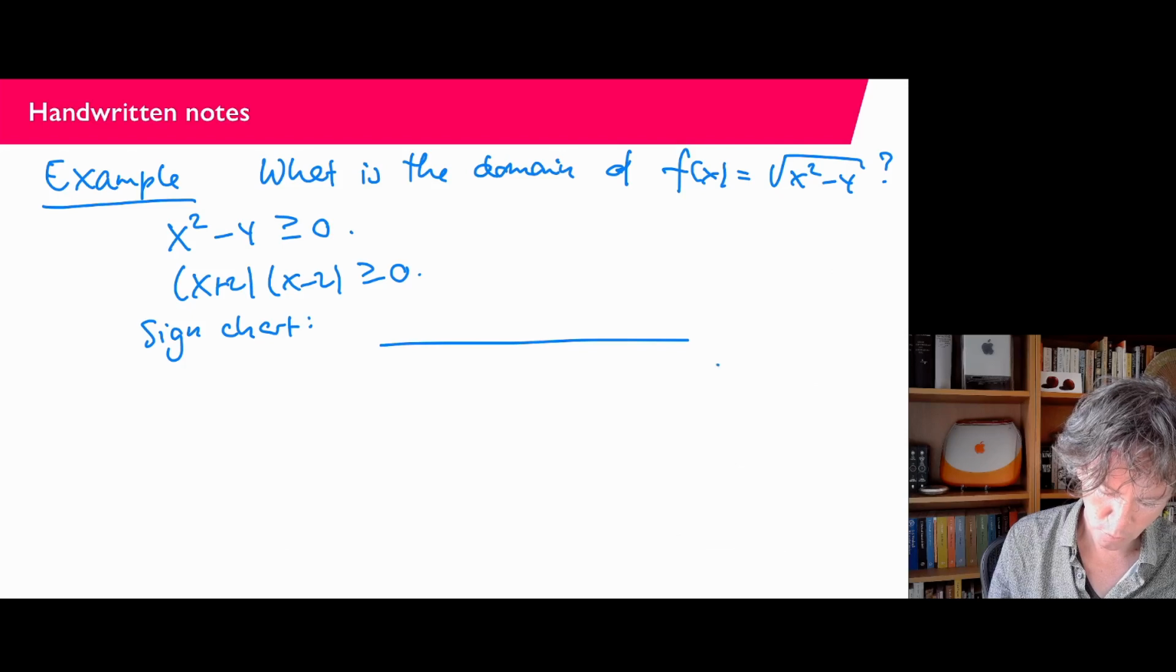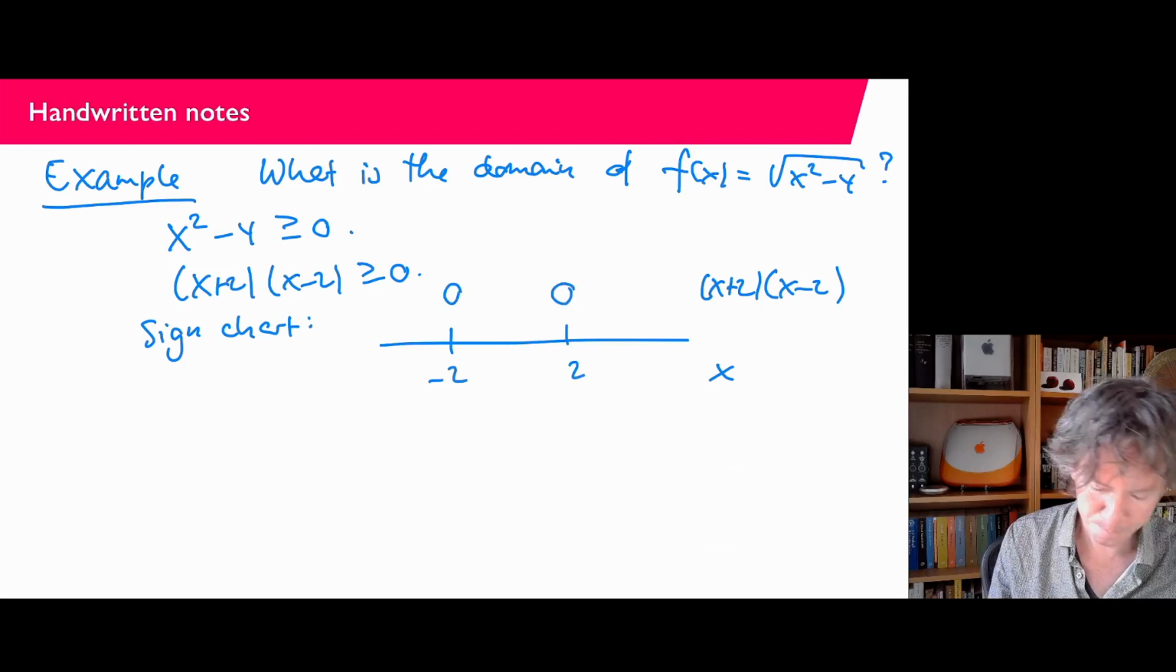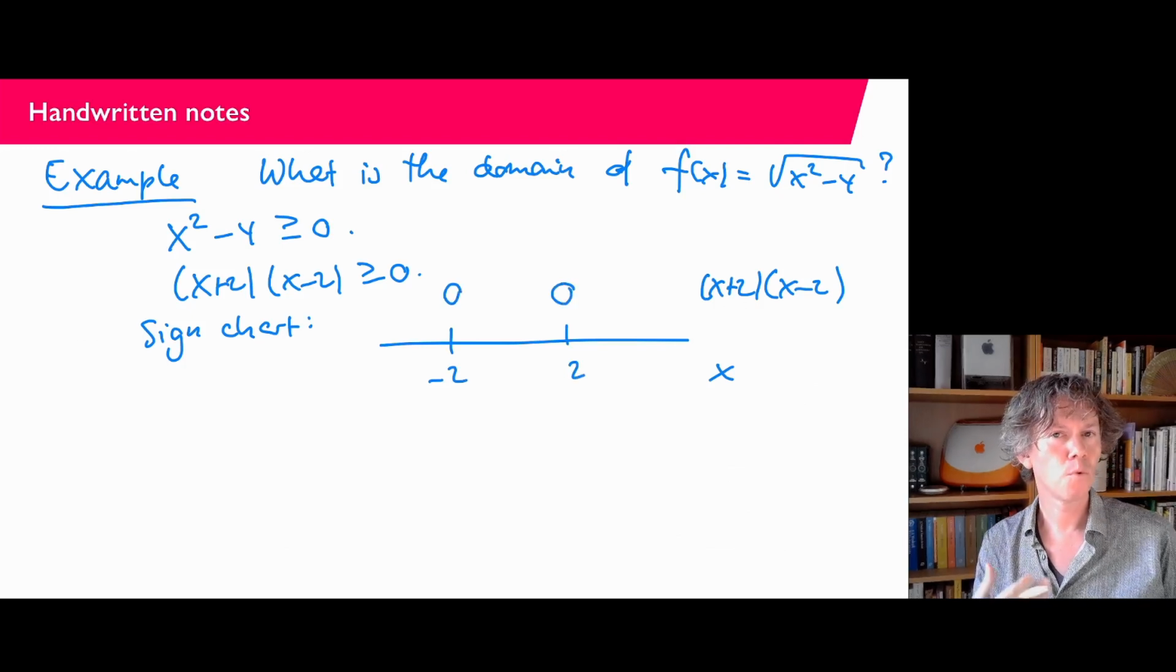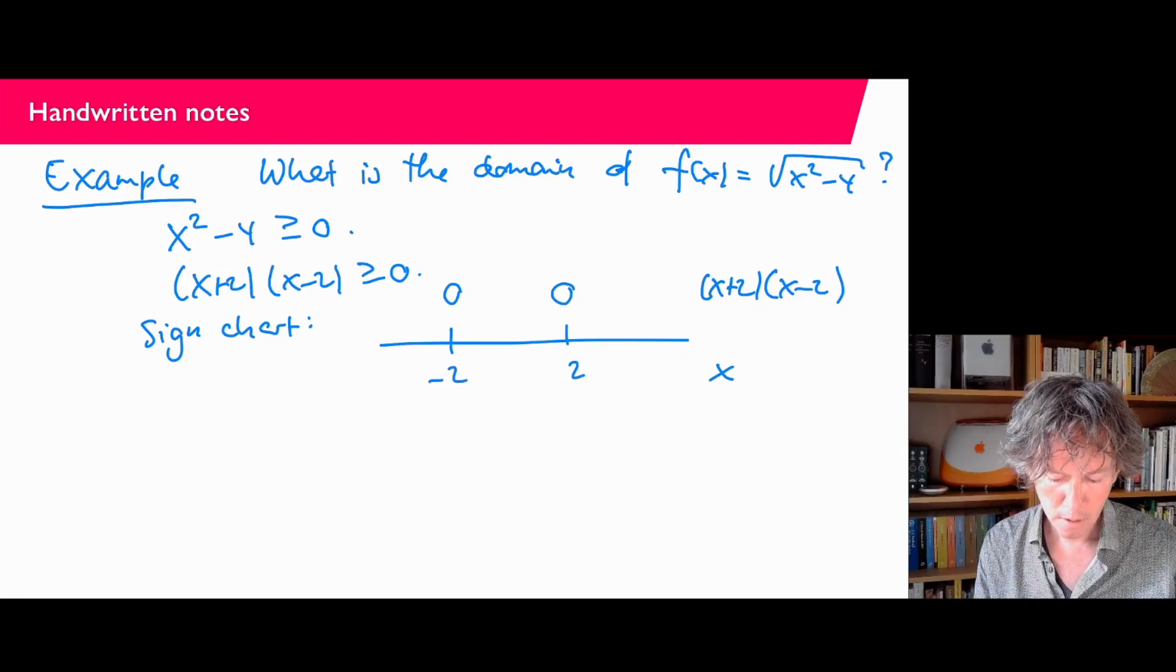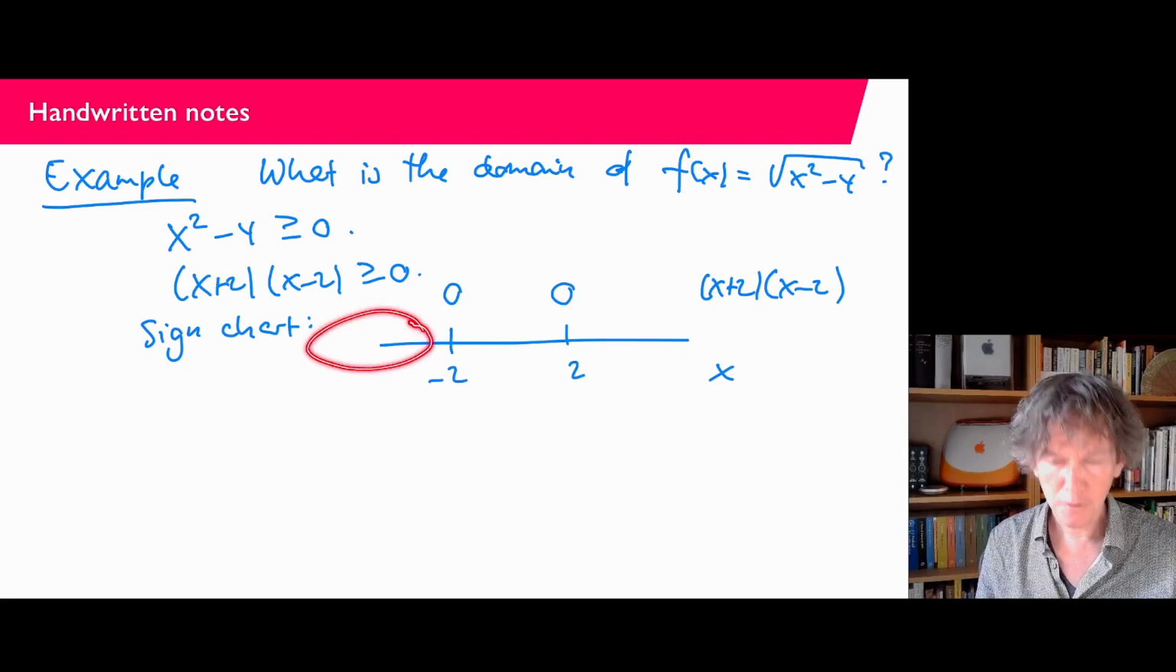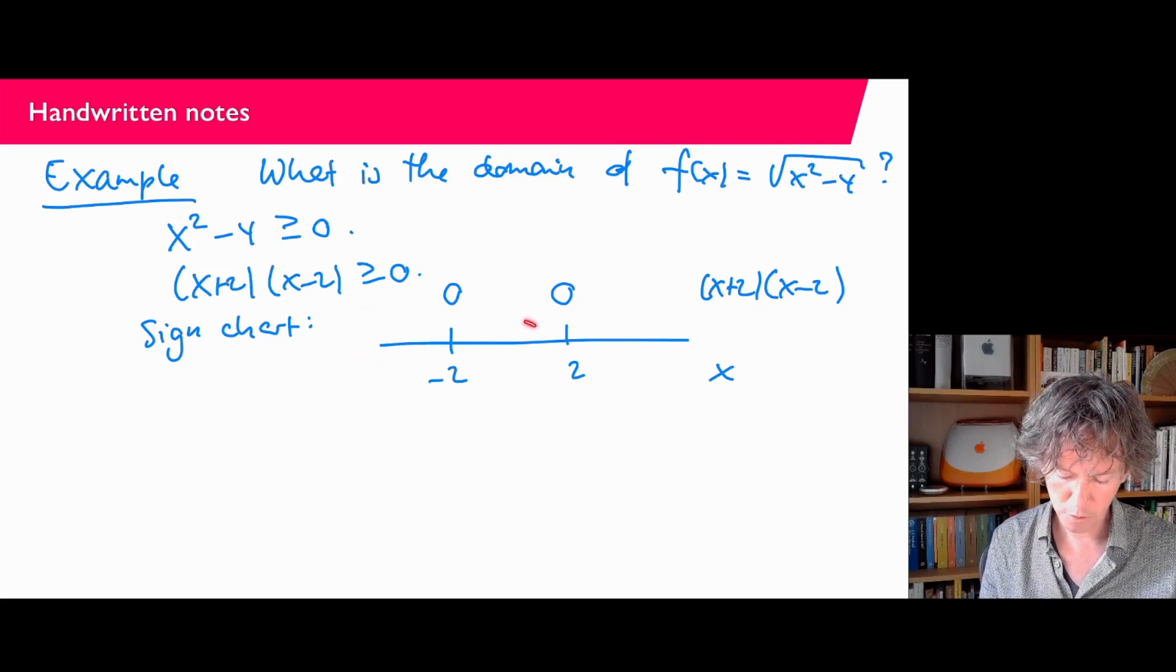So here below we put x, here above we put x plus 2, x minus 2. There are two special numbers, minus 2 and 2, where the expression equals 0. And we now know that on this interval, the expression is either positive or negative, but it doesn't change sign there. Similar in between minus 2 and plus 2, and also here it is either positive or negative.